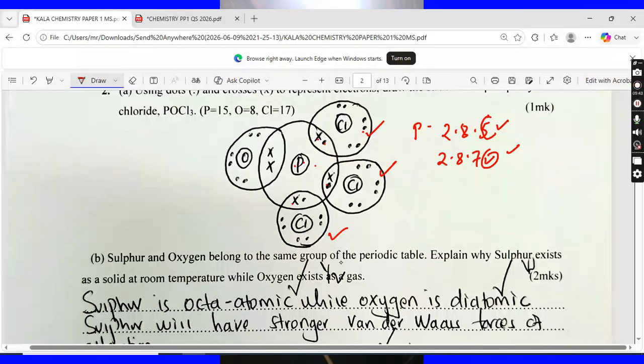Now let's come to oxygen. Oxygen is 2, 6. It lacks 2 electrons to be stable. Now phosphorus had 5. It has given each chlorine 1. It has provided 1 for sharing, 1 for sharing, 1 for sharing. So 2 are remaining here for phosphorus.